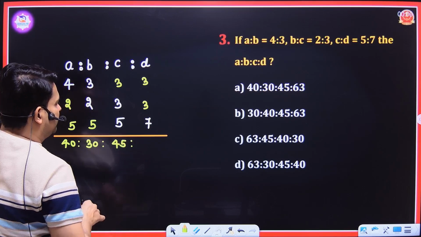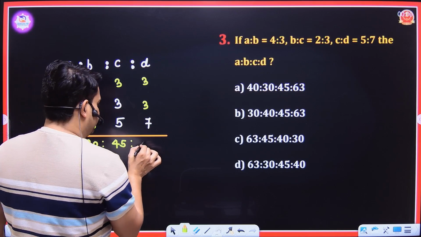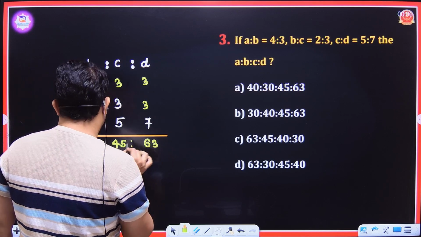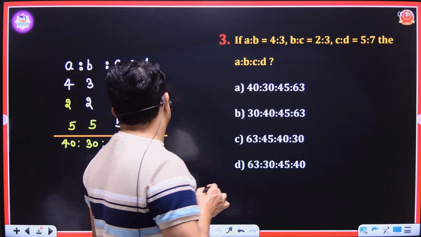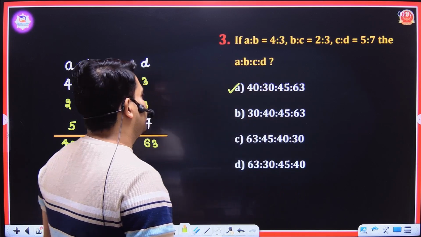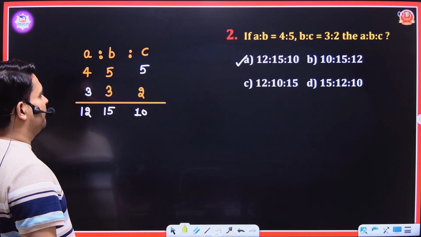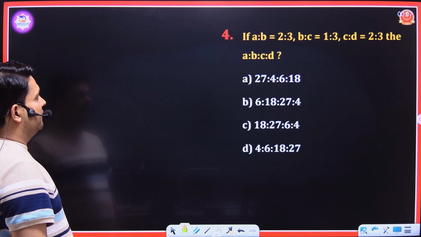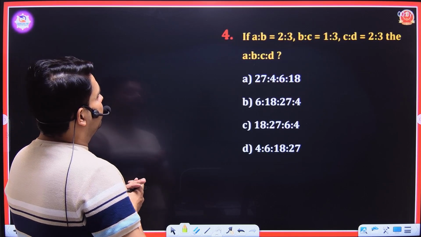Ratio 3 times 3 is 9, times 7 is 63. So what do we have? We have 40, 30, 45 and 63 as my answer. So option C is correct. So you will be able to solve these kinds of ratios. What do we have? Question number 4.